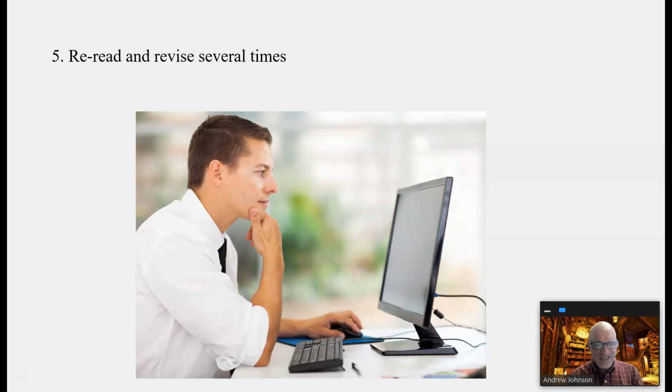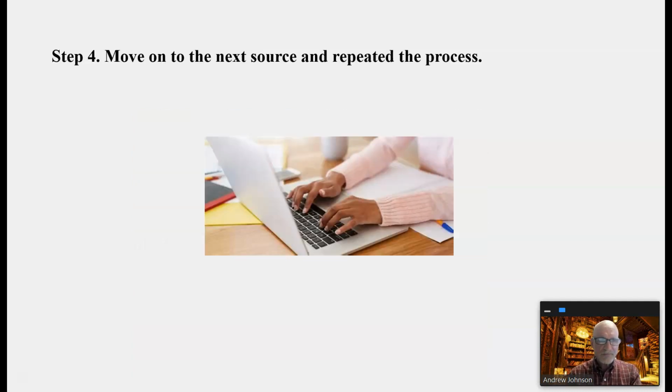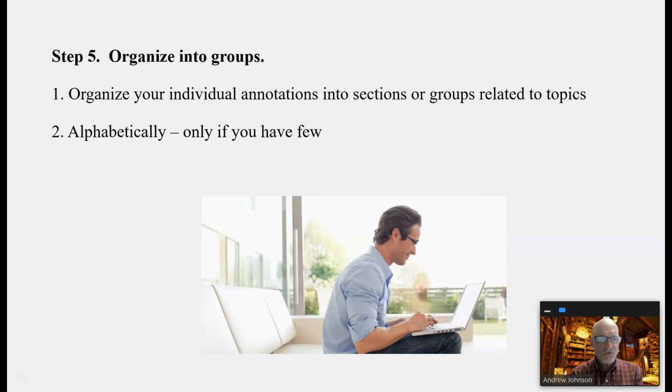It has to be tightly explained, because you're going to have several of them, and the reader has to be able to view them and see them. Then move to the next article and repeat the process. You're doing this with each one of the sources you have reviewed. Step 5 then is to organize your individual annotations into related sections or groups. And this allows you to see the structure of things.